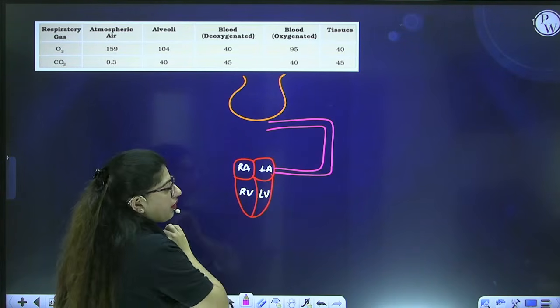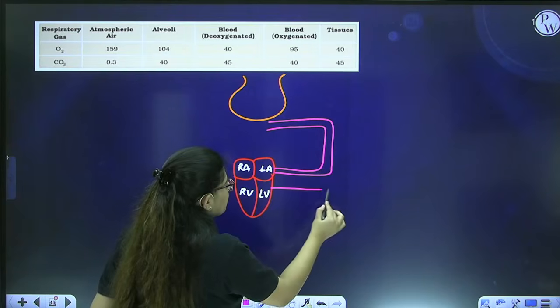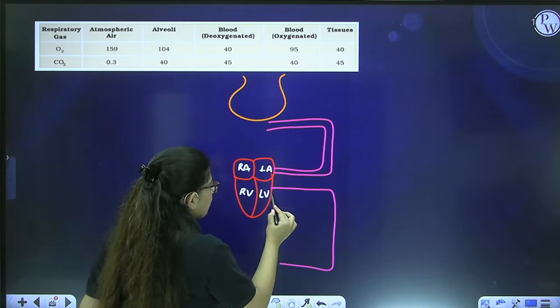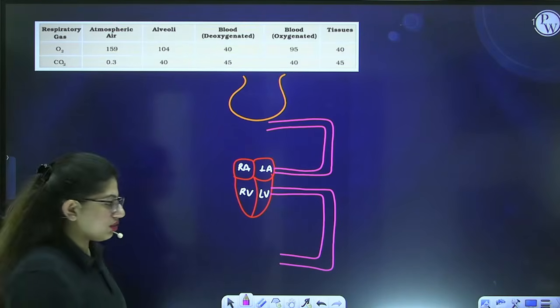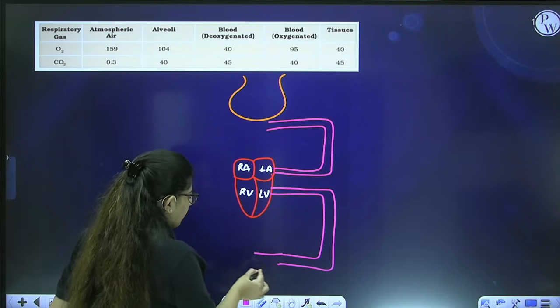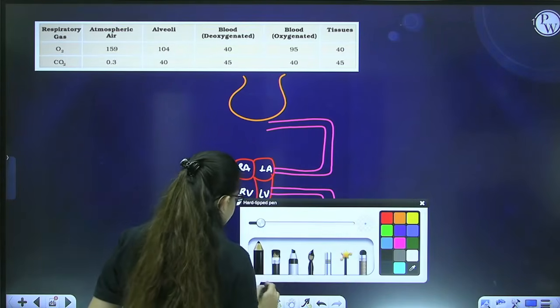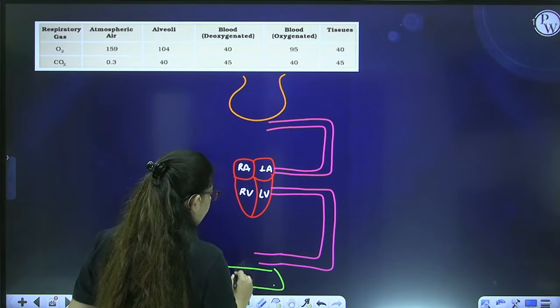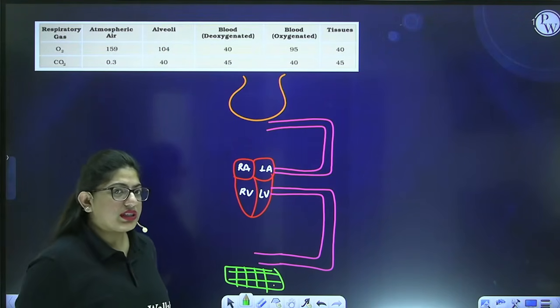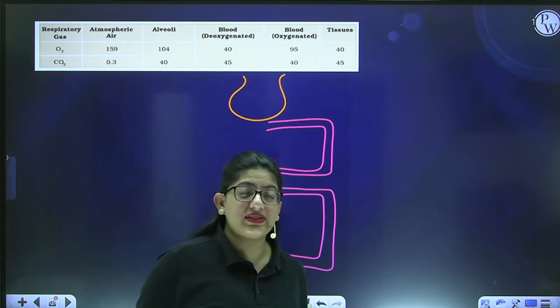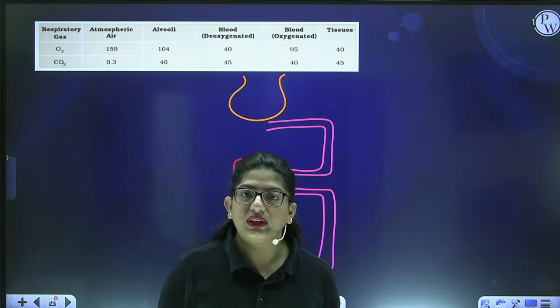And from the left ventricle, through the aorta, this blood goes to the tissues so that it can give the oxygen. This is what we study, right? Imagine these are the tissues. Tissues need oxygen and they will give out carbon dioxide. Why are tissues doing this? Because these are your body tissues, your cells, which are doing oxidation.